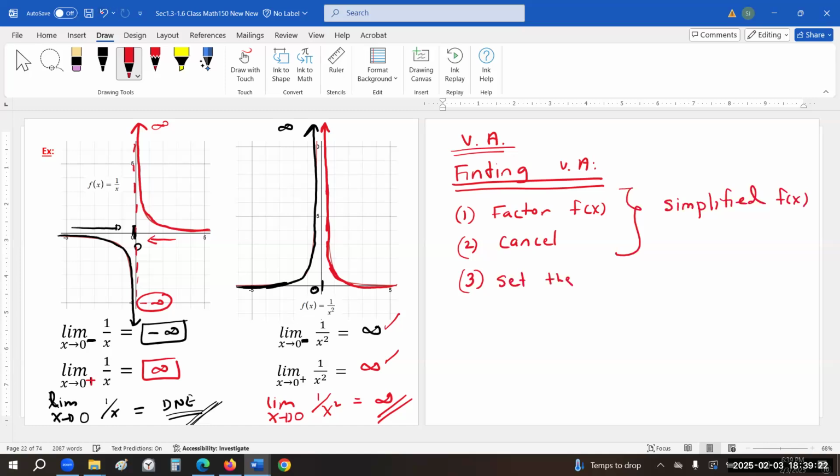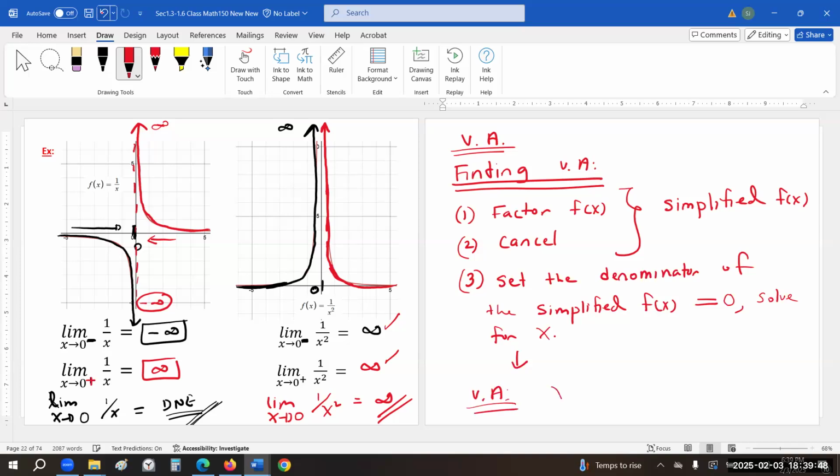Set the denominator of the simplified f of x equal to 0 and solve for x. That's the vertical asymptote. x equals something, some number.